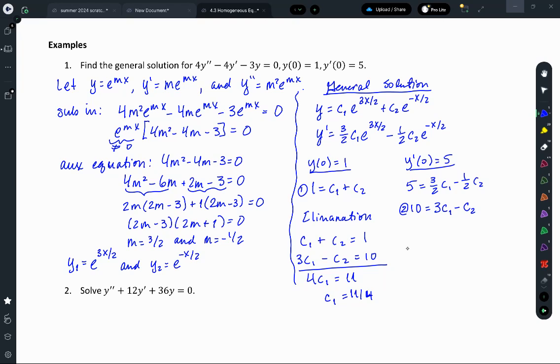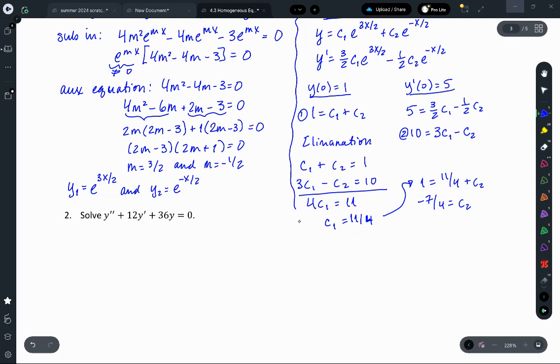I think equation 1 is easier to work with. And so I'll plug that in here. I get 1 equals 11 over 4 plus c2. So if 1 can be rewritten as 4 over 4 minus 11 over 4, I get negative 7 over 4 as c2. Okay. And then finally, sorry, this is kind of dragging into the last problem.